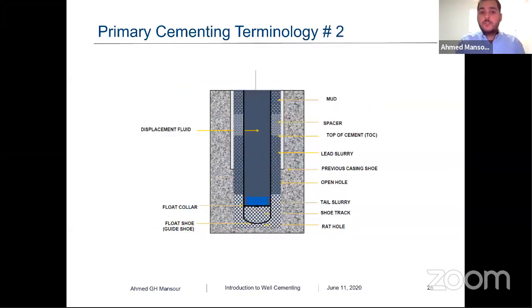So now let's move on to cement terminology number two. I believe you are familiar with the mud, which is the drilling mud that we use to drill. Spacer. It depends. Sometimes we use fresh water and sometimes chemical spacer. The main purpose of the spacer is to prevent any contact between the drilling mud and the cement. Because if we have any contamination between the mud and the cement, we might end up changing the properties of the cement.